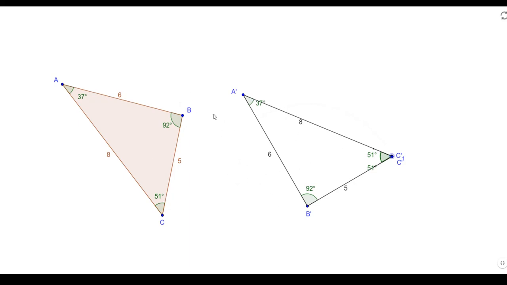And let's take a look at the angles. A is 37 degrees. A prime, 37 degrees. B is 92 degrees. B prime, 92 degrees. And C is 51 degrees. C prime is 51 degrees. So we can see that when we have three pairs of corresponding sides that are congruent, we also end up with three pairs of corresponding angles that are congruent. And that is how side, side, side gives us congruent triangles.